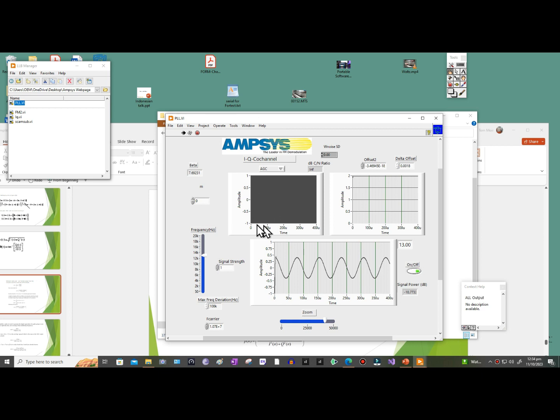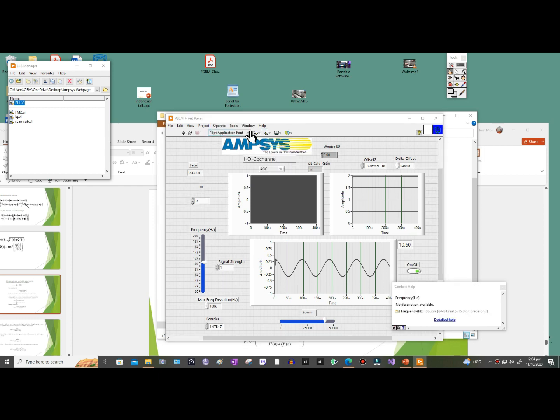So this has got an AGC in it. It doesn't need to have an AGC for this particular demo, but I put it in anyway. You can't see it because it's only got a constant amplitude. It's in there somewhere, the FM. And that's me varying the frequency, and that's the demodulated output of the FM signal.